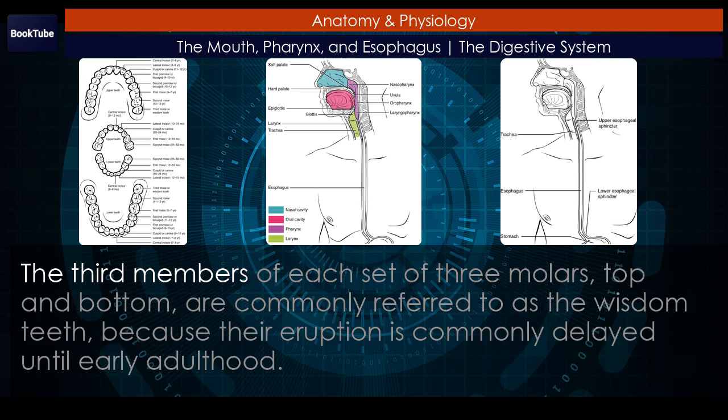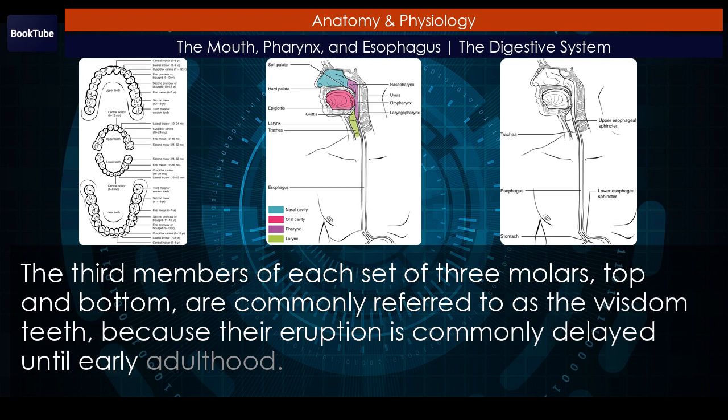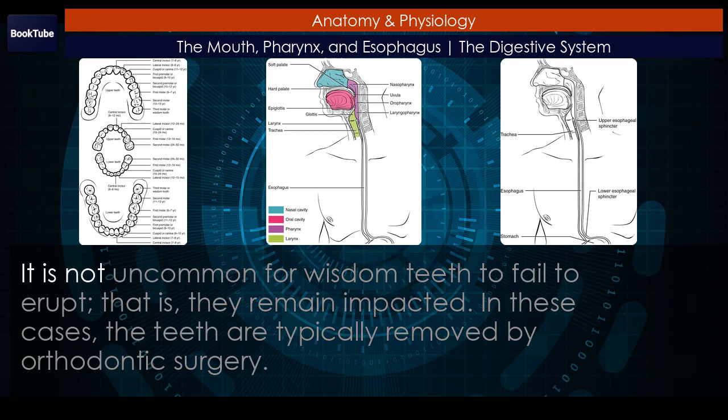The third members of each set of 3 molars, top and bottom, are commonly referred to as the wisdom teeth, because their eruption is commonly delayed until early adulthood. It is not uncommon for wisdom teeth to fail to erupt. That is, they remain impacted. In these cases, the teeth are typically removed by orthodontic surgery.